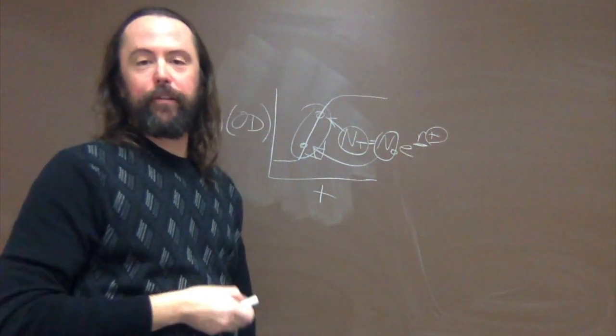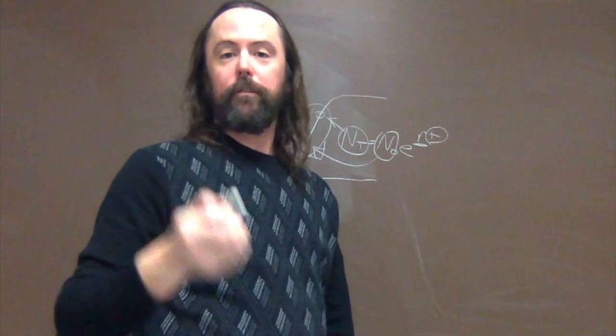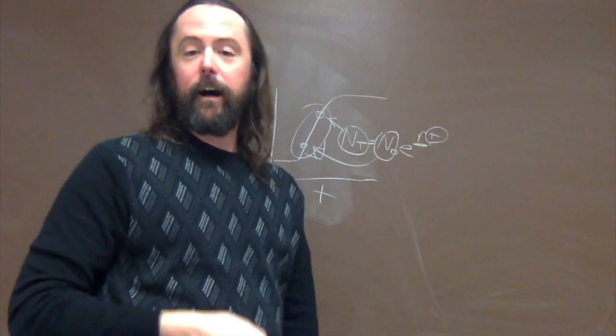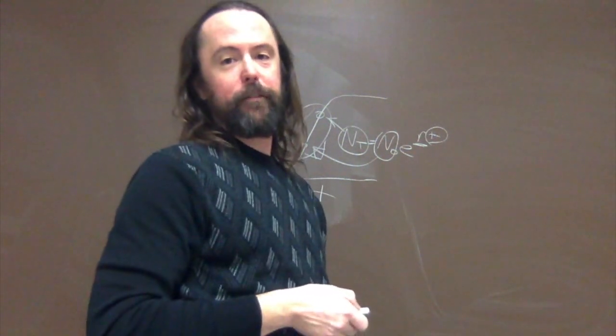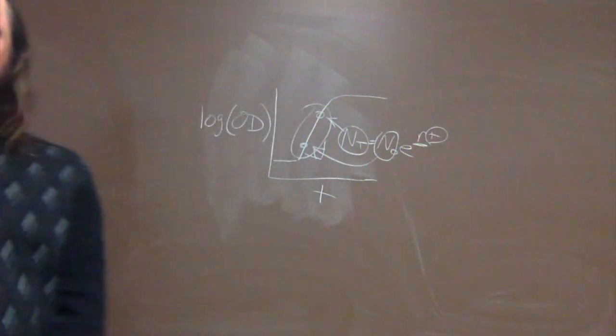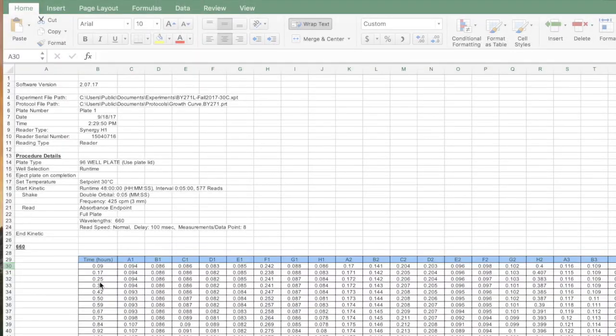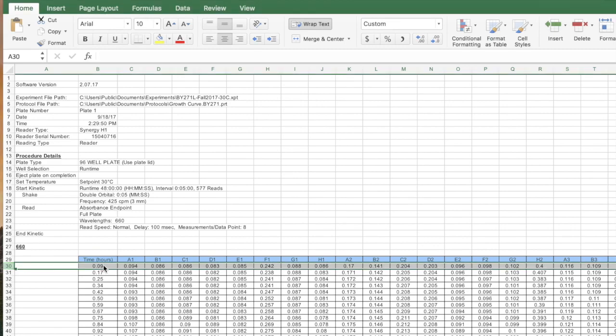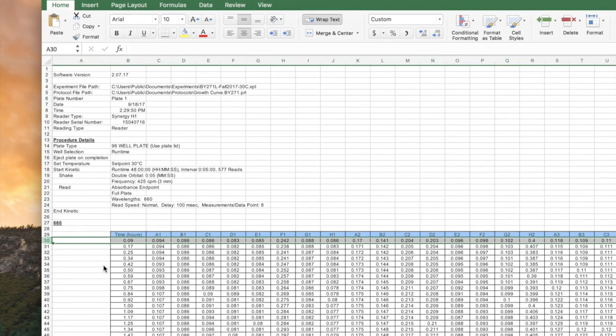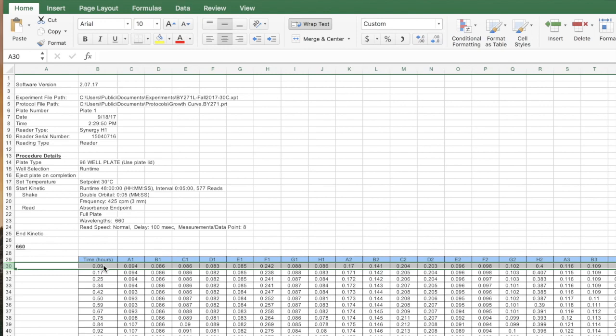So I'm going to show you how to do that with a spreadsheet of growth measurement data, just like the one that you'll have from class. All right, so over here in this column, you've got the time measurements, and in this column, you have optical density measurements showing growth.